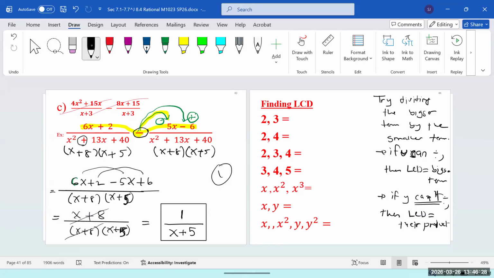That's the rule. Try to divide the bigger one by the smaller one. If you can divide, then take the bigger one. If you cannot divide, then multiply. For example, between 2 and 3, can you divide 3 by 2? No. So what is our LCD? 3 times 2, 6. No, LCD has to be whole.